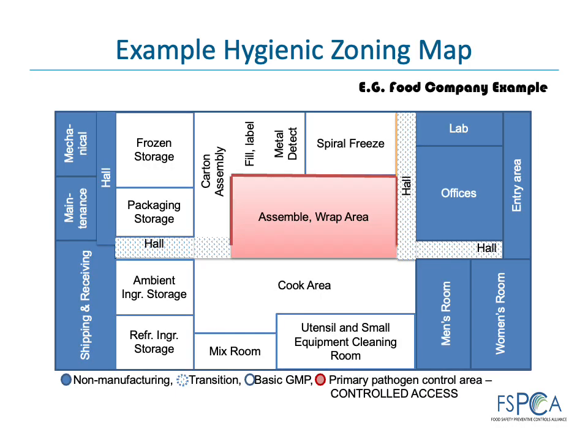The map in the slide is from the hygienic zoning example in Appendix 3, Food Safety Plan example. The assemble wrap area is designated as a primary pathogen control area with controlled access because the cooked omelets are exposed to the environment prior to packaging.